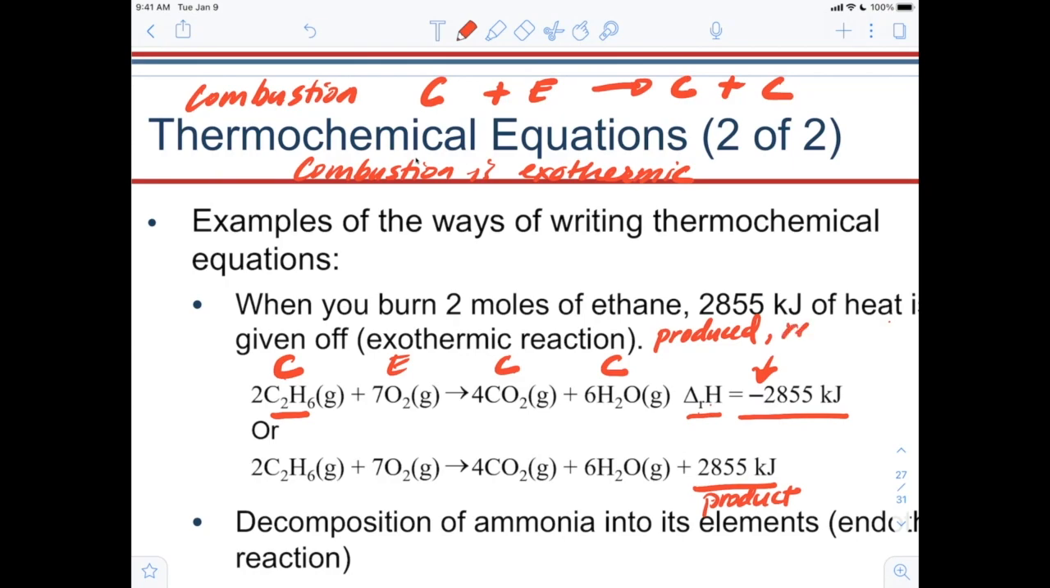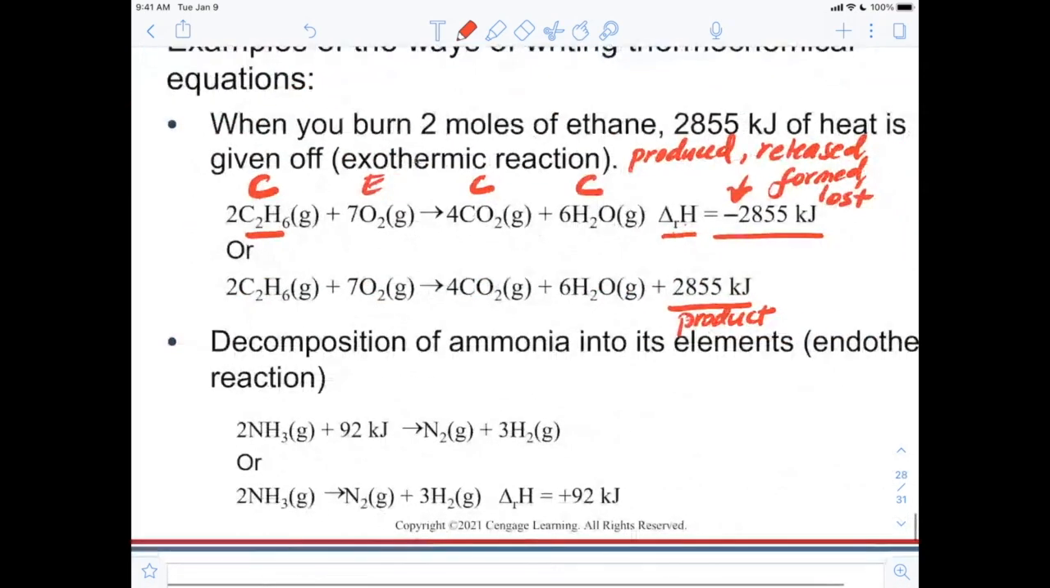They say heat is released. Or heat is formed. Or heat is lost. All of these are different terms to describe the same thing that's happening. The system decreases in the value of enthalpy. Heat is produced, it's released, it's formed, it's lost. Okay? And so if you want to incorporate the value of heat in kilojoules in the balanced equation, it has to be a product. What about an endothermic reaction?